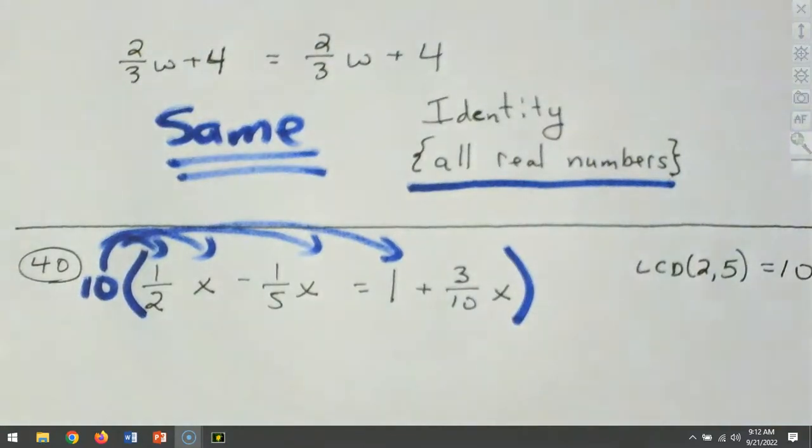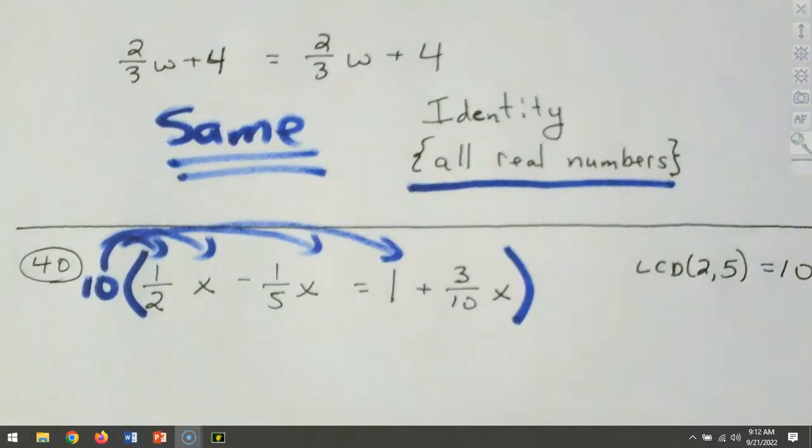Where students tend to make mistakes is you get in a hurry and you rush through things. Take your time. Don't try to go through things too quickly. If you make mistakes, you'll get frustrated, and it'll take you more time than if you just slowly go through the steps. I draw the arrows. I like to make it very detailed so I don't lose track of what I'm doing. So I'm clearing out these fractions.